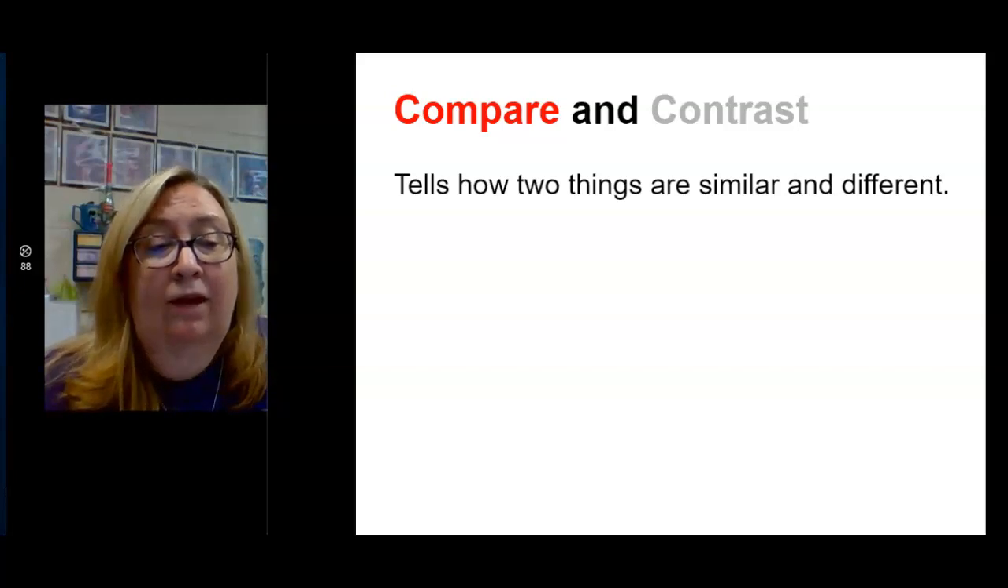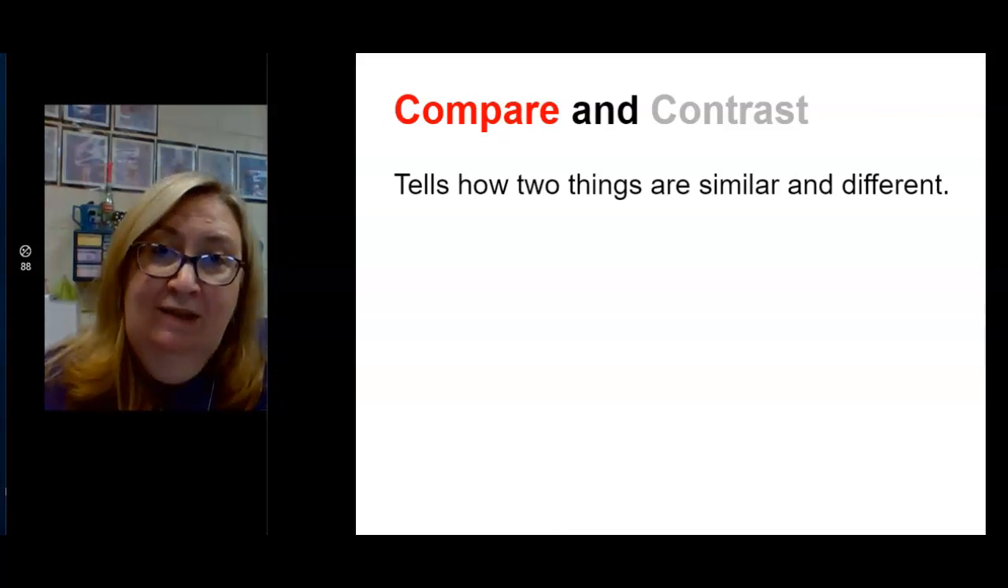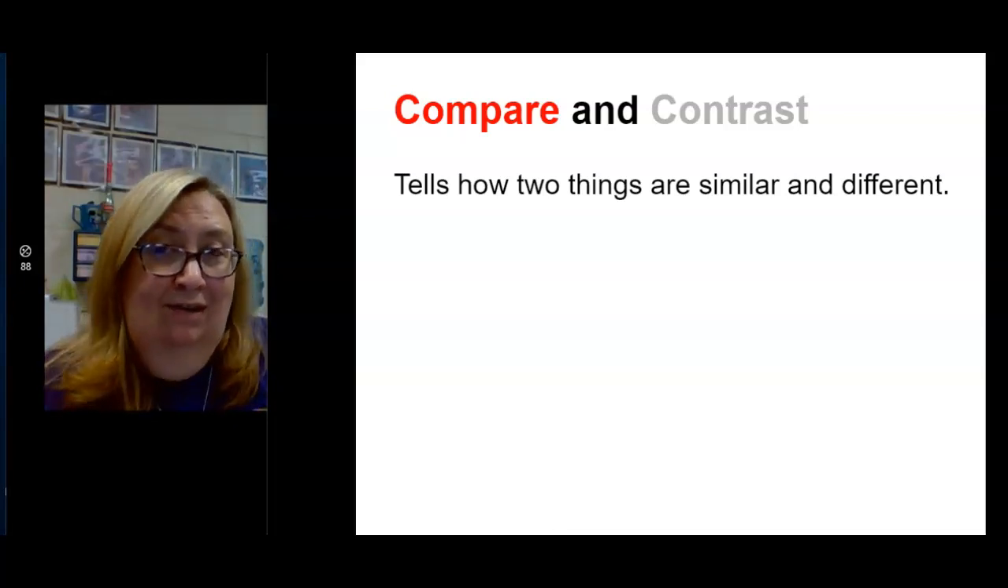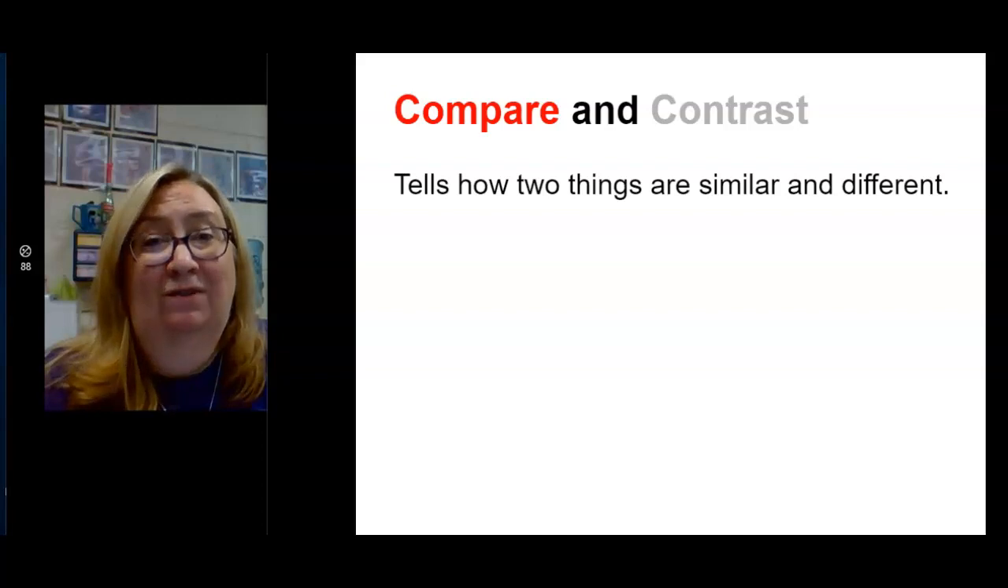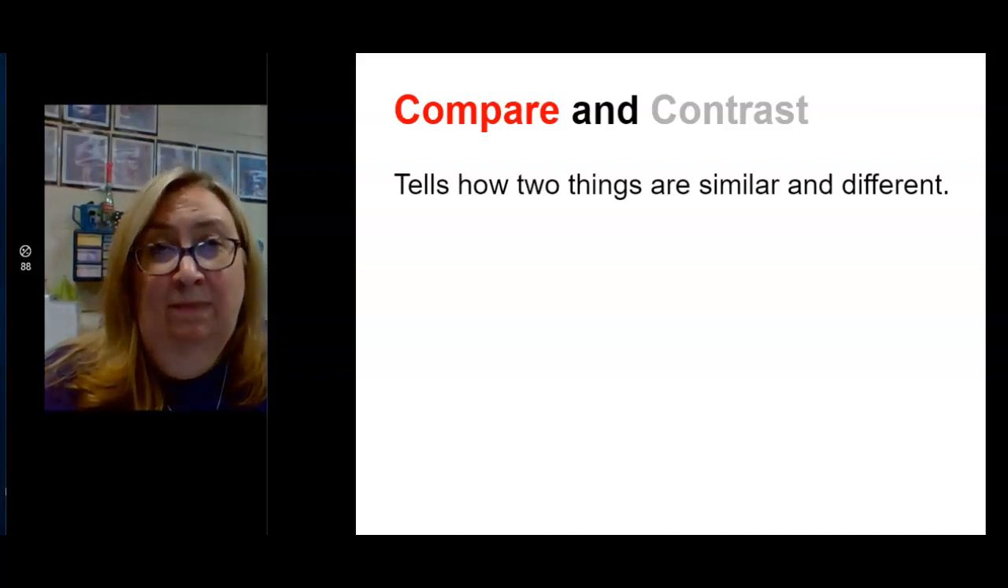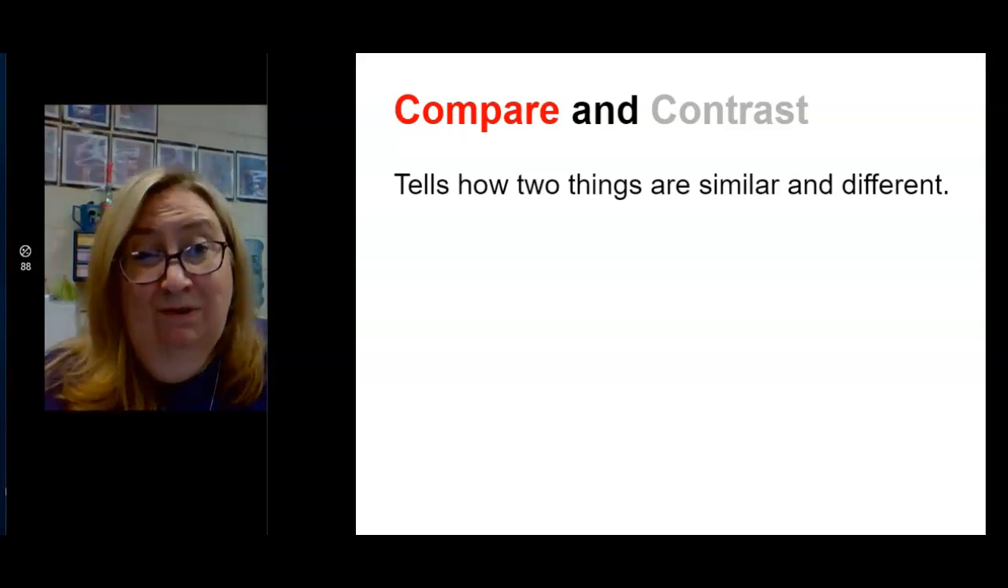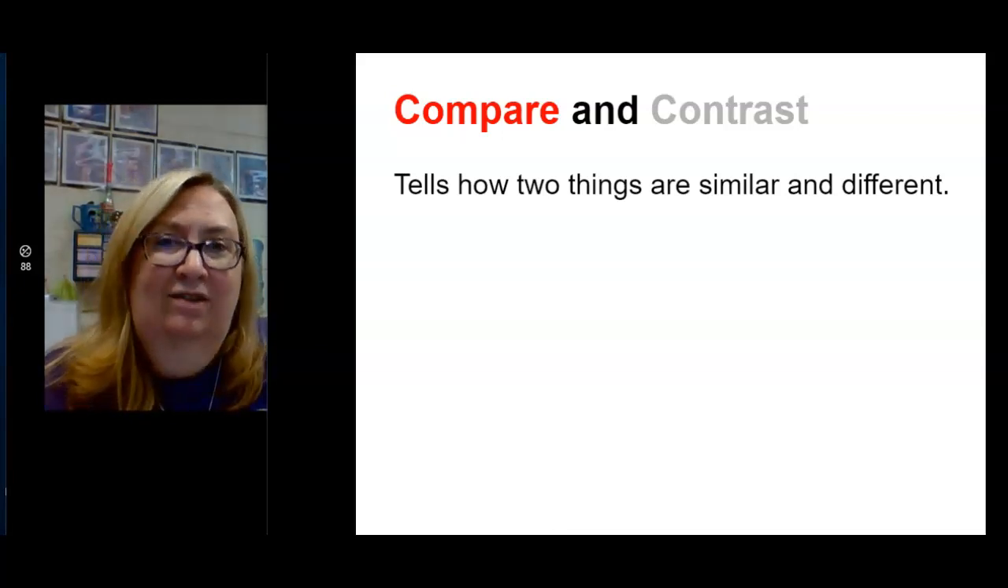I just don't want to waste your time by telling you something that you already know. Okay? So the last three, we'll start with compare and contrast. When we compare two things, we're showing how they are the same. When we're contrasting two things, we're showing how they are different. So if you use a compare and contrast text structure, you are telling us how things are similar, the same, and how they are different.